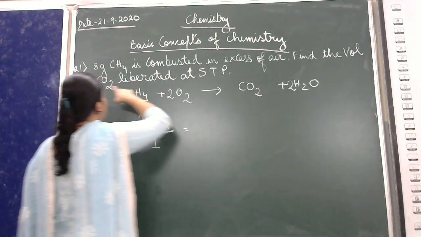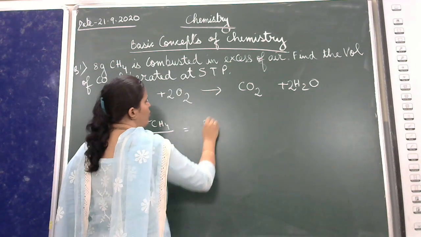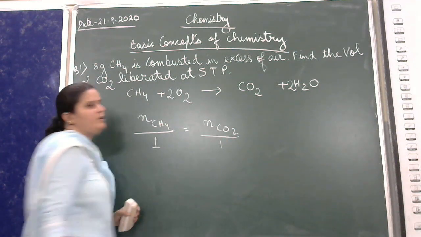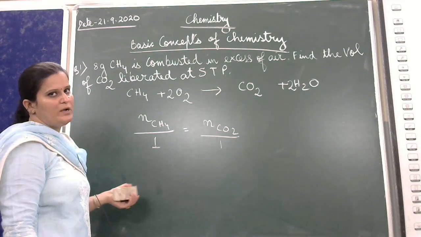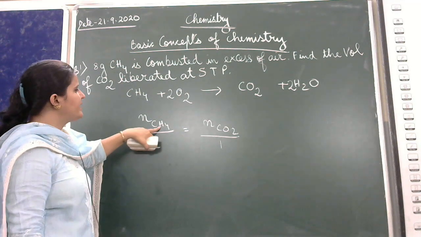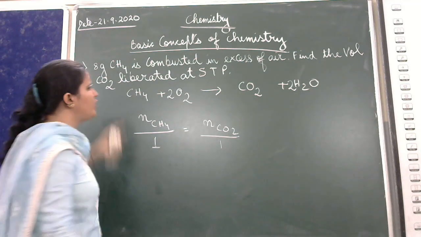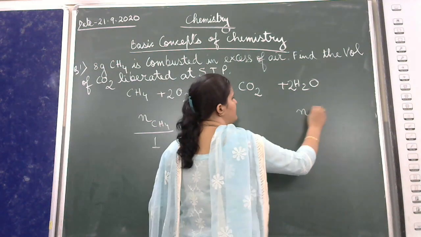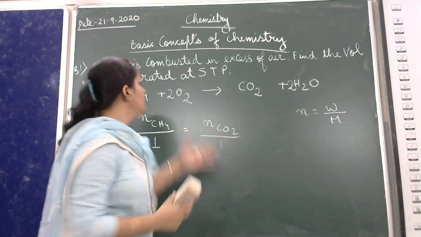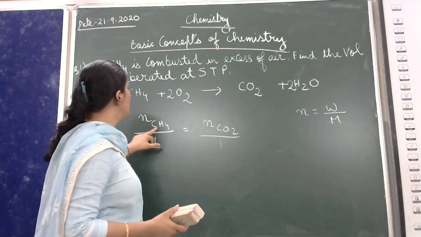And what else do I need? Moles of CO2 divided by the stoichiometric coefficient of carbon dioxide, that is also equal to 1. Okay? Now, here I can calculate the moles of methane. What is the formula I have taught you? To calculate moles, weight divided by molecular mass or molecular weight will give you moles of methane.